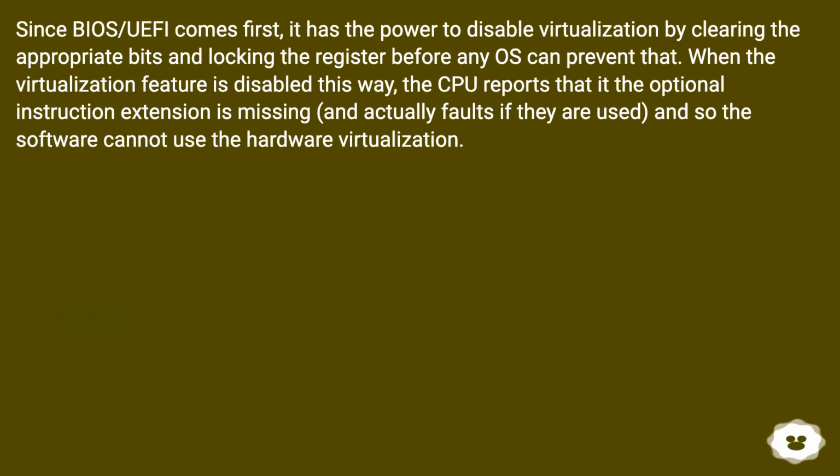Since BIOS/UEFI comes first, it has the power to disable virtualization by clearing the appropriate bits and locking the register before any OS can prevent that. When the virtualization feature is disabled this way, the CPU reports that the optional instruction extension is missing, and faults if they are used, and so the software cannot use the hardware virtualization.